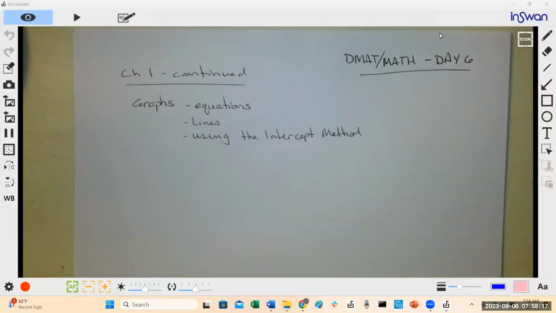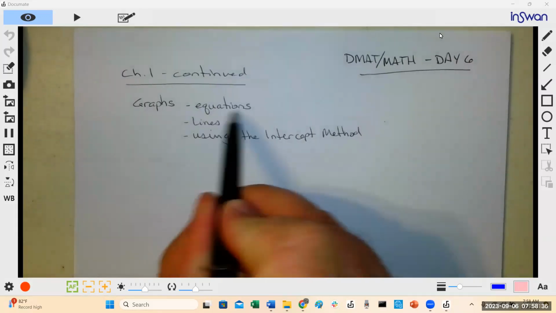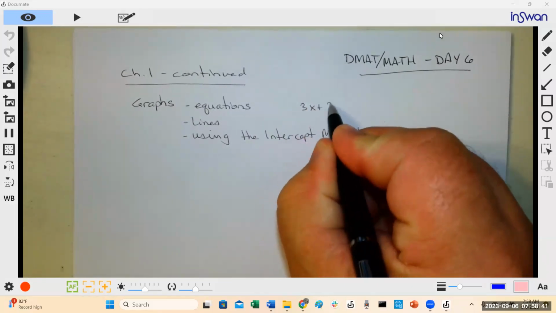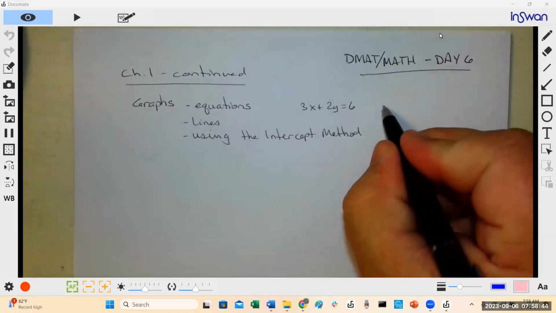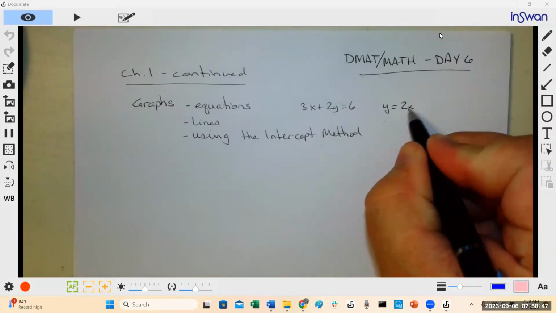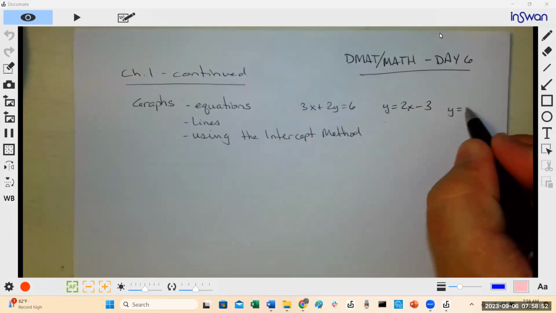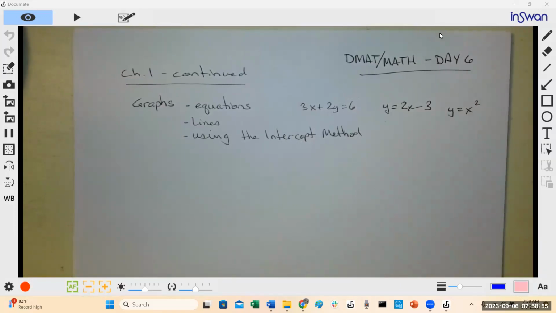Morning, everybody. Today we're gonna continue chapter 1 and try to get through the equation part because this is the basis of all the rest of this course, understanding how to use the equations and finding points and graphing them. So when we do graphs, we can graph from equations. We can have something like 3x plus 2y equals 6, or 2x minus 3, or it could be any type of equations. And we're going to talk about these a little bit later on.